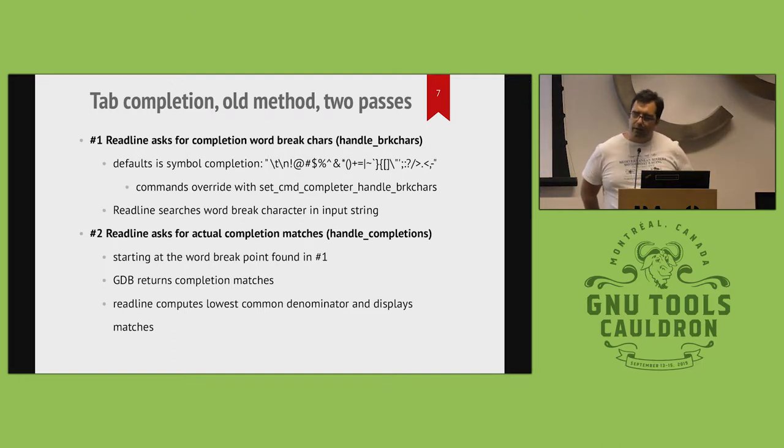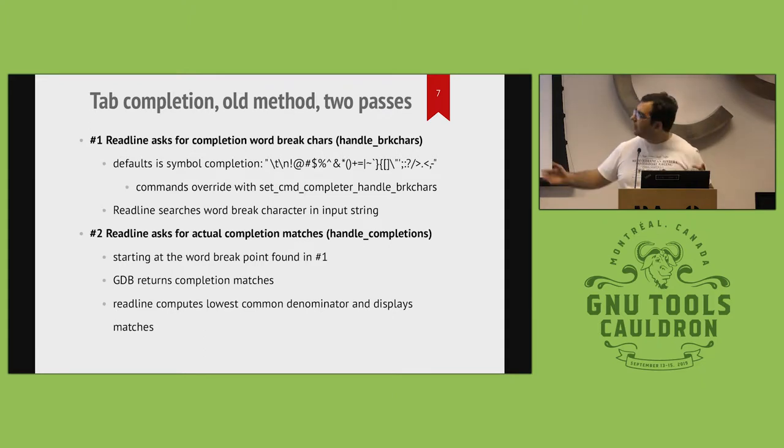How does this work internally inside GDB? So GDB uses readline, GNU readline. And there are two phases in the completion process. There's pass one and pass two. In pass one, we call it inside GDB the handle break chars pass. And the second pass is the handle completions. The first pass is readline asking GDB, give me the set of characters where I'll be splitting the input string to find the boundaries for the tokens, so I need to find the last token.